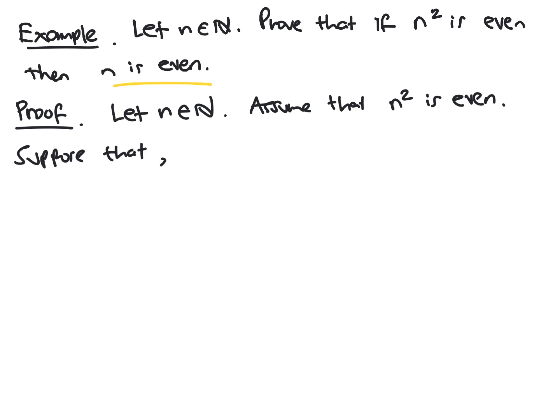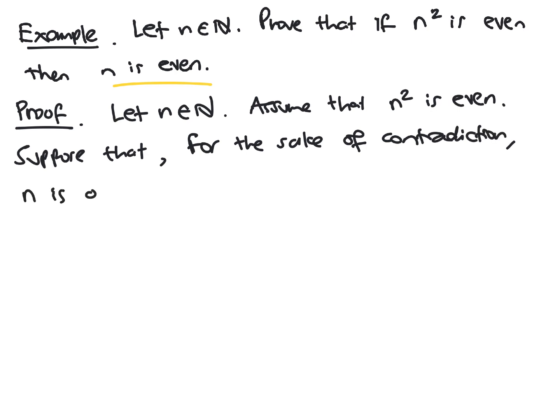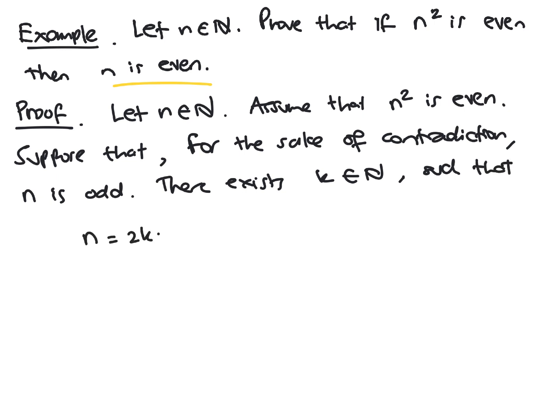Suppose that. You can also tell your readers that you're about to use proof by contradiction, for the sake of contradiction, n is not even, i.e. odd, okay? So there exists a k in natural numbers such that n is 2k plus 1, right?